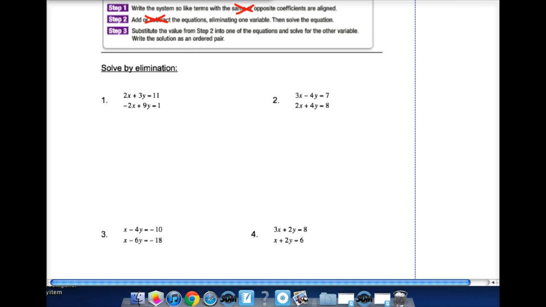All right, let's do this. Madeline, read us equation 1 from left to right. 2x plus 3y equals 11. Read us the other equation. Negative 2x plus 9y equals 1. Okay. Are the coefficients of one of the variables the opposite of each other? Yes. Which variable? 2, -2.